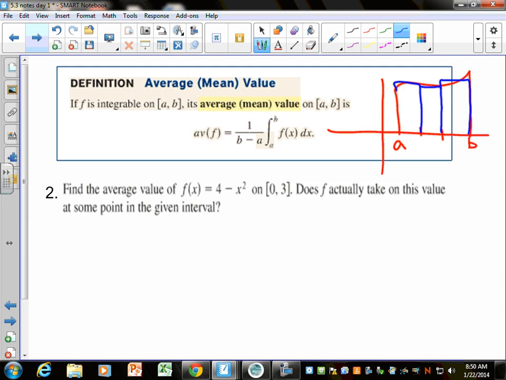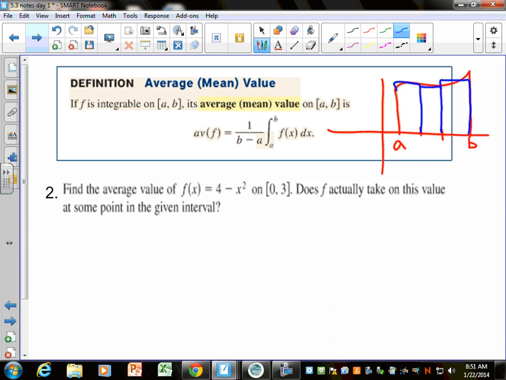So they're going to ask you questions like this. Find the average value of this function from 0 to 3, and does f actually take on this value at some point in the given interval? We did the exact same thing for the mean value theorem of derivatives. Mean value theorem was where we did the derivative is equal to the slope of the secant line. Remember that? That was like f prime of c equals f of b minus f of a over b minus a. That says that the derivative will equal the slope of the secant line at some point. The average value is telling us what the average of all that would be if we worked it out. All you've got to do is know the formula. I just want to show you where it came from.